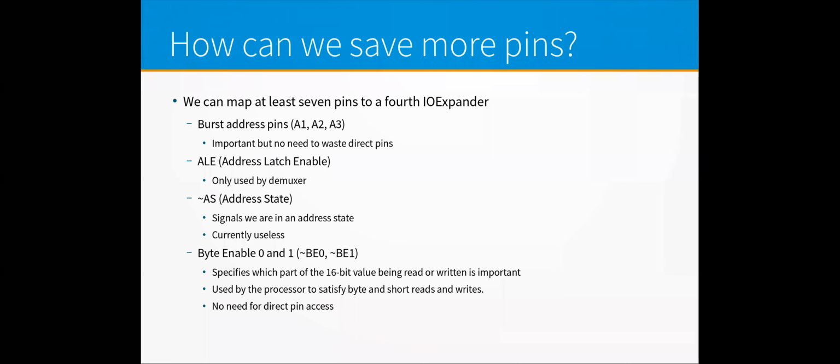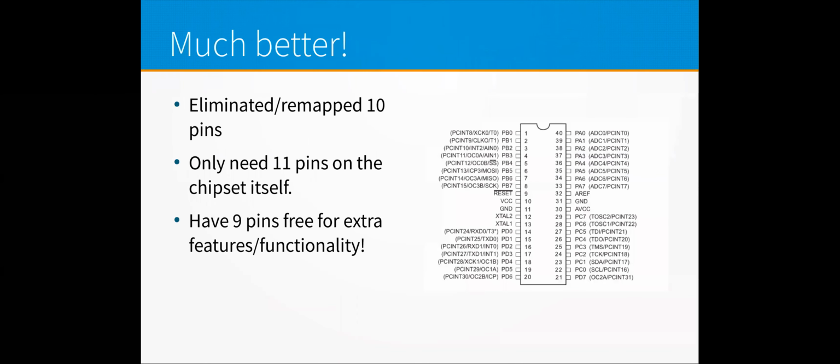So even with that, now we have 4 of the 8 total we can bind to that single chip select pin. And so now we've eliminated or remapped 10 pins. We only need 11 pins on the chipset itself to handle all this work, and we have 9 pins free for extra features and functionality, which is really nice. So that's really cool. And with that, now I'm like, okay, we have the wiring done. And obviously someone may come up with a different way you could do this, but this is what I found to be the best trade-off.